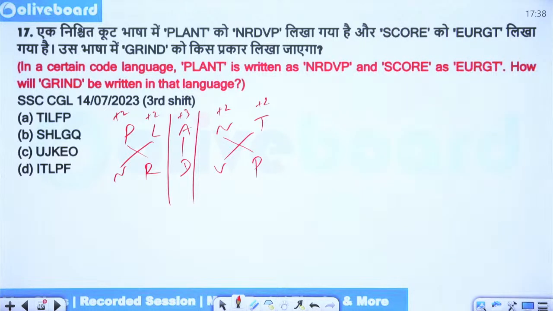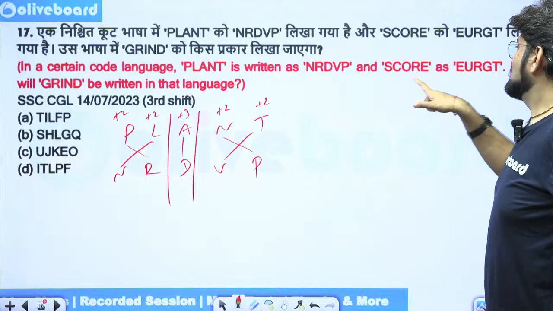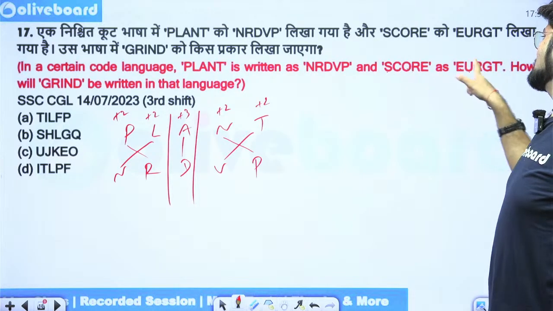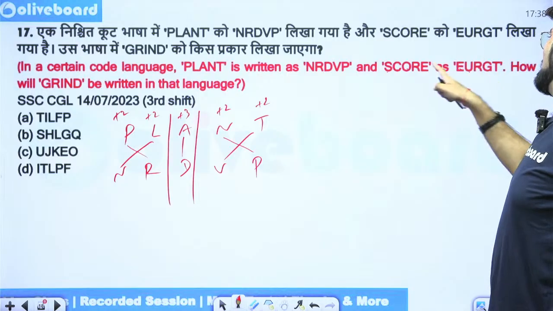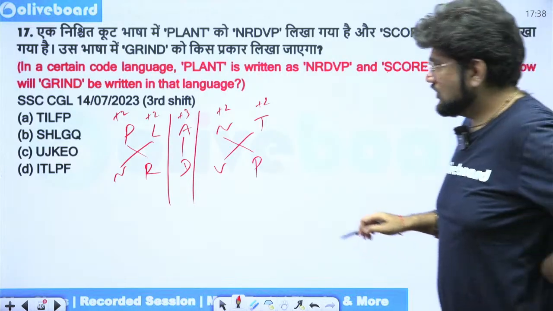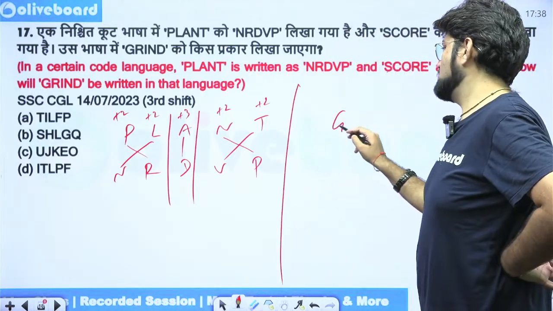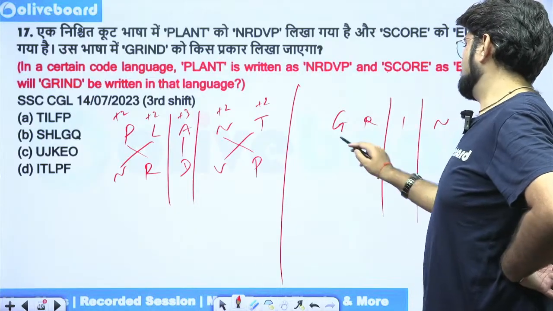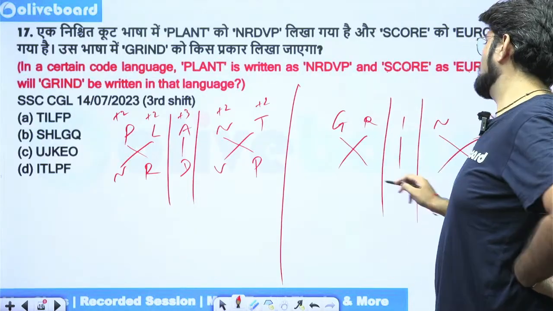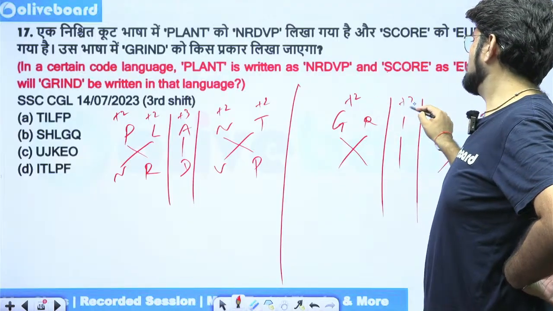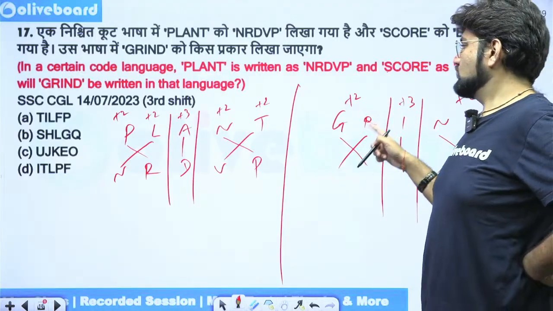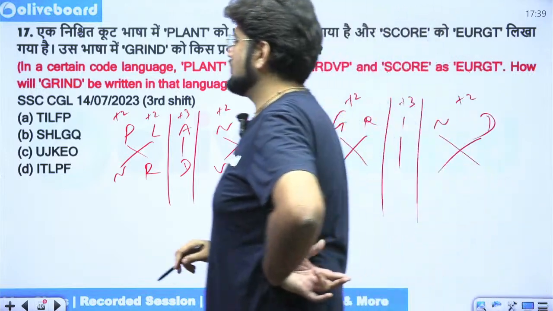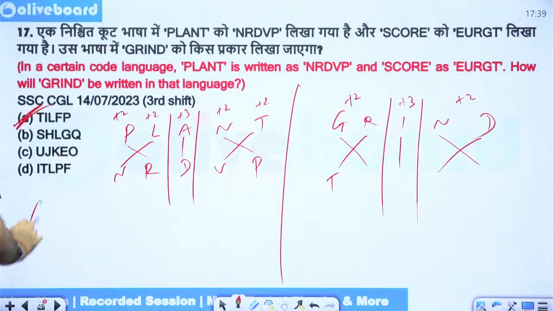Can we apply this here? You'll have to confirm this one. So 19, 21 plus 2, 3, 5 plus 2 plus 3, in plus 2, 5 plus 2. Perfect. This is working. So what will be the code for grind? R, I. So first letter itself will give the answer. Starting with T, we have only one option. So option A.